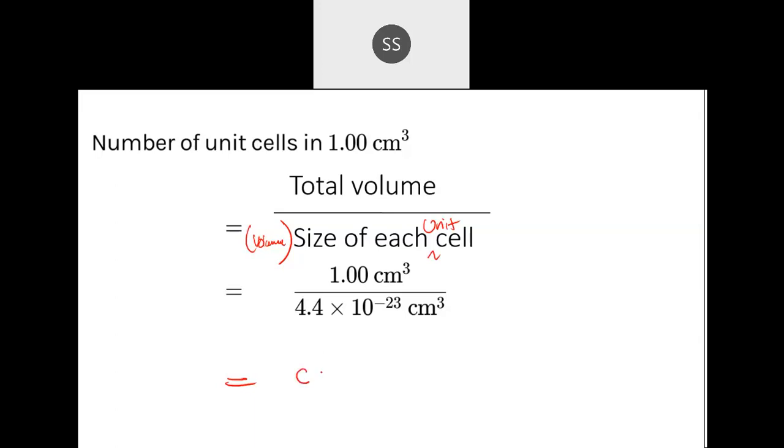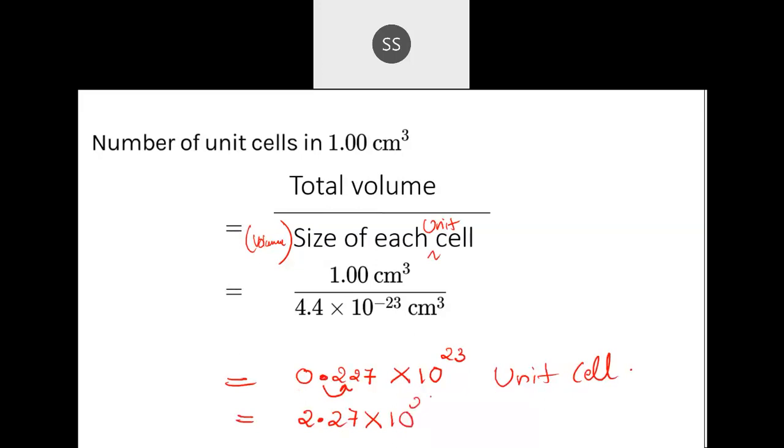Okay, this is 0.227. Everyone is getting this much into 10 to the power 23 unit cells. This many unit cells are there. If you want, you can shift and write in terms of scientific notation, this decimal will go here. So you'll get 2.27 into 10 to the power minus 1 plus 23, so that is 22. So these many unit cells are present in 1 centimeter cube of that aluminium crystal.